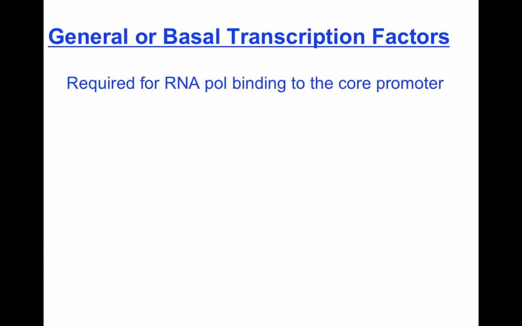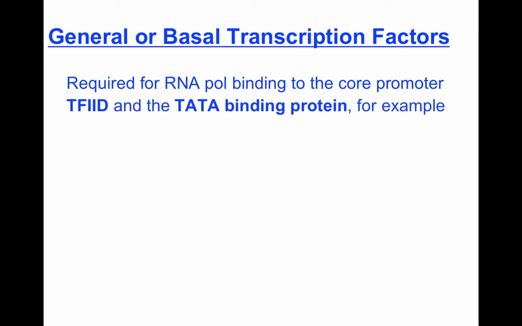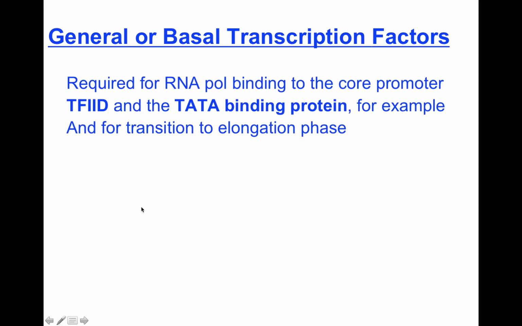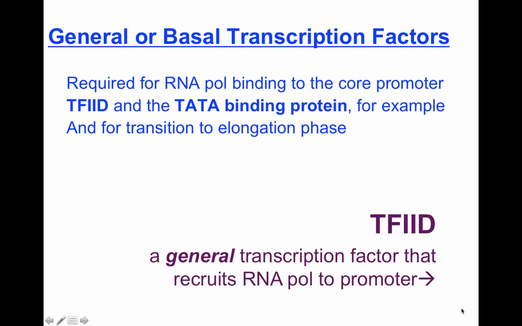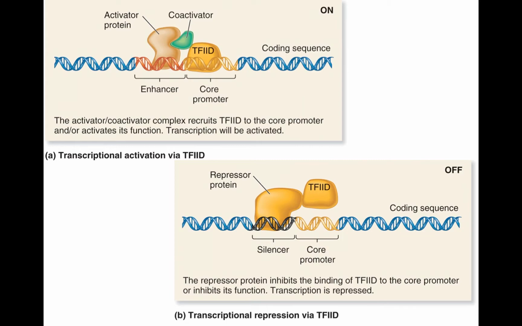General or basal transcription factors are required for RNA polymerase to bind to the core promoter, TF2D and the TATA binding protein, for example, and for transition to the elongation phase. TF2D is a general transcription factor or a basal transcription factor that recruits RNA polymerase to the promoter.